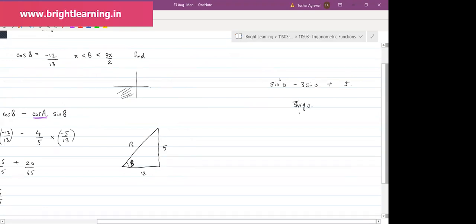So sine theta is there, and sine square theta minus 3 sine theta plus 5 also involves the knowledge of quadratic equations. And then range is asked, so this also involves the concept of functions and relations. Until and unless some basic knowledge of a lot of chapters is done, I cannot extend up to IIT level.